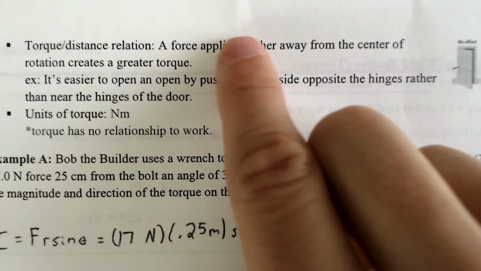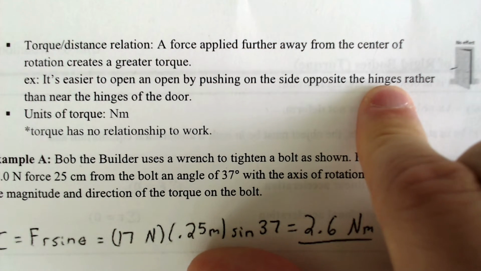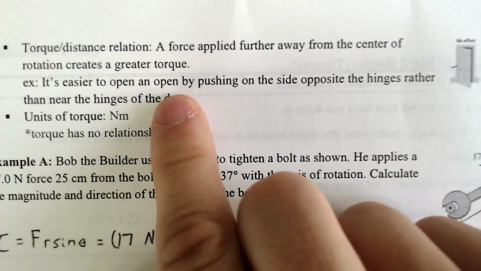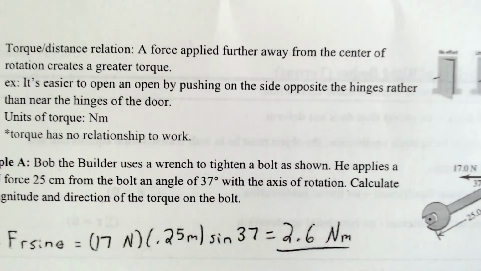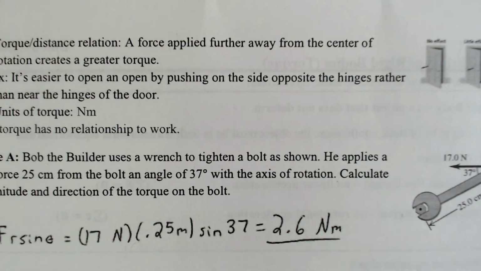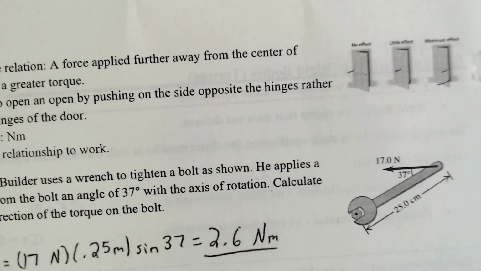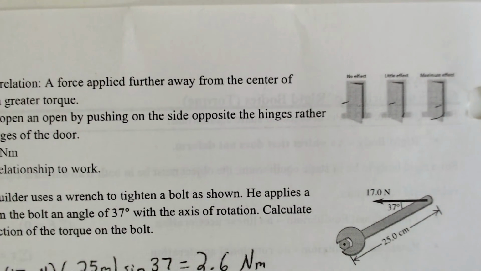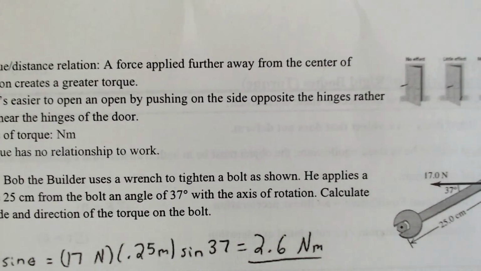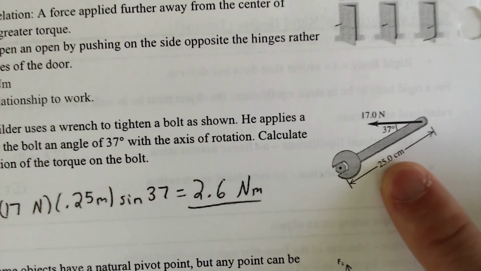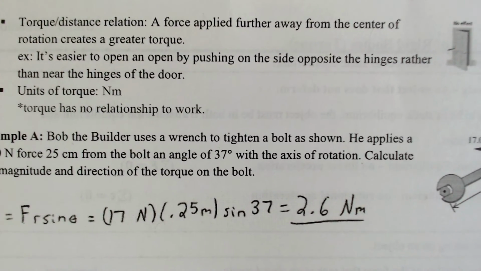The further away you are from the center or the pivot point, the greater the torque. That is something that people in mechanics know well, because in order to loosen the lug nuts on your car, they use a really long wrench versus a really short wrench.